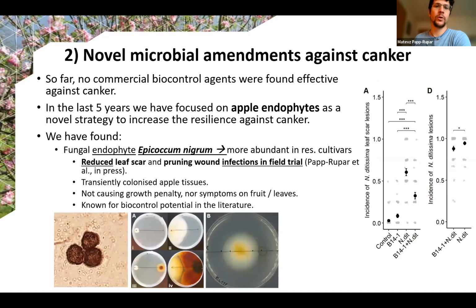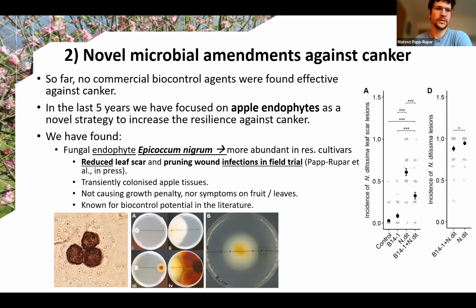But then we're looking for the new microbial amendments as well, or new biocontrol, which so far wasn't very successful. Everything that we have tried commercially wasn't very effective, at least not on its own. And that was tested here and in New Zealand, and by other people. We just don't have very good biocontrol efficacy against apple canker.